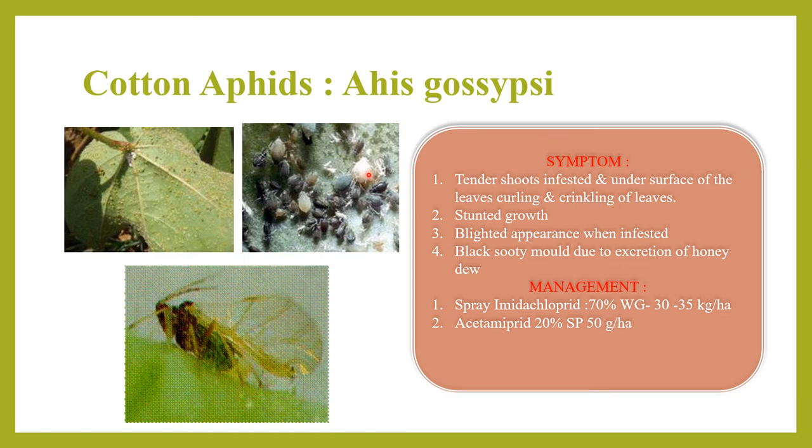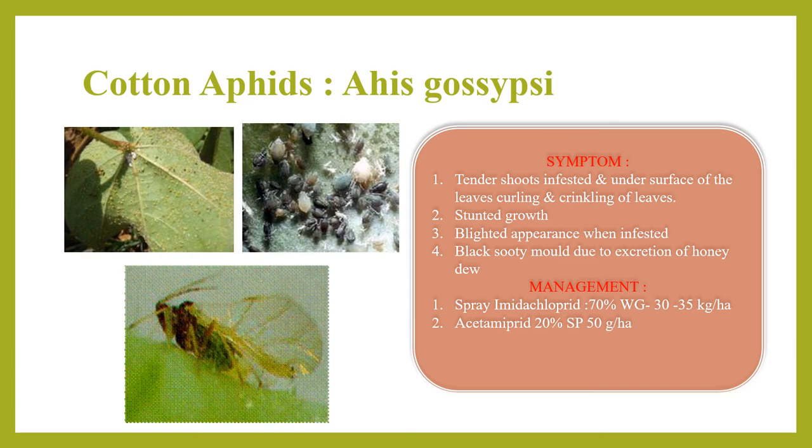And this is the one where you can see the white appearance on the leaf, beneath the leaf, and this is the symptom of the cotton aphids. The management of the cotton aphids: you can spray any one of imidacloprid or acetamiprid.